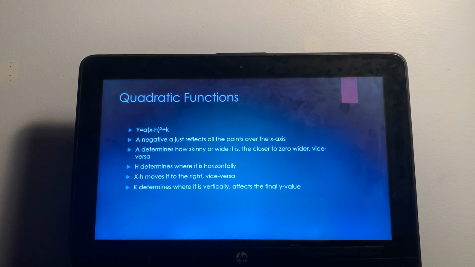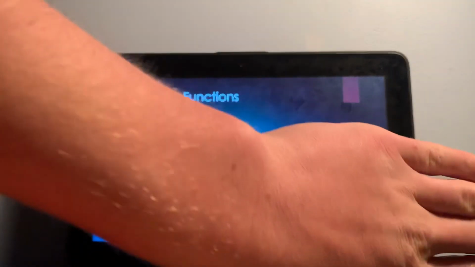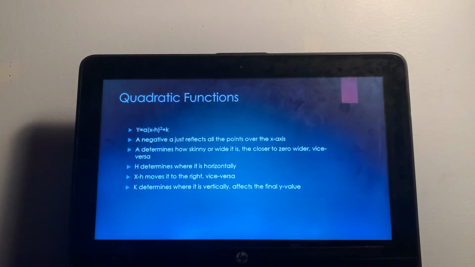The vertex is the point where the two sides, the negative side and the positive side of the quadratic function, meet. And if a is negative, it just reflects over that, meaning it goes like that. Now, a determines how skinny or how wide it is. The closer to 0, the wider, because if a is lower, it makes the values closer to the vertex, and vice versa. If you have 100a, it's going to be very narrow.